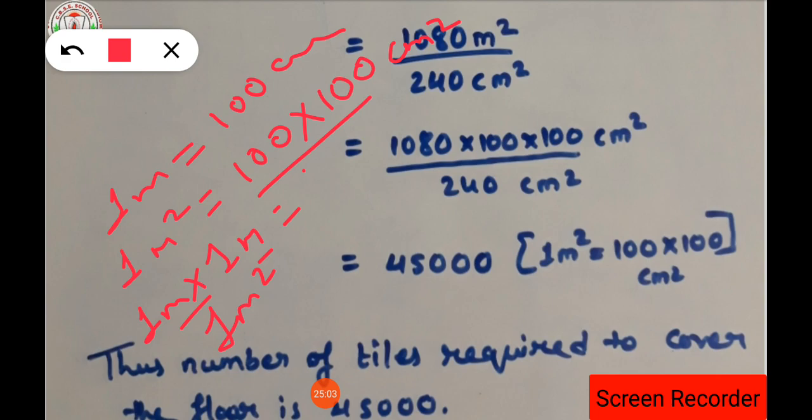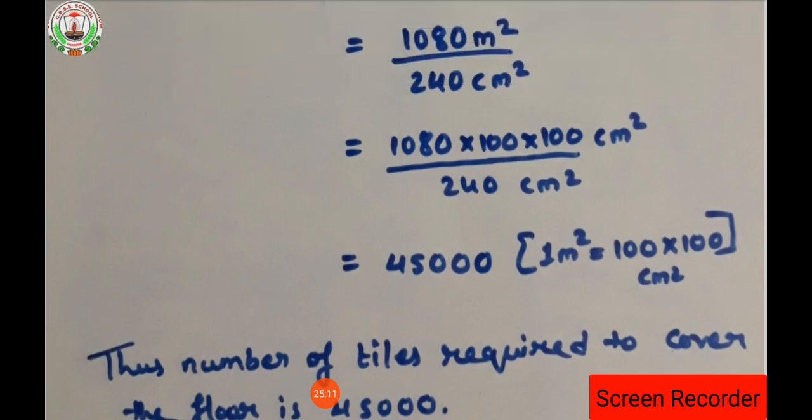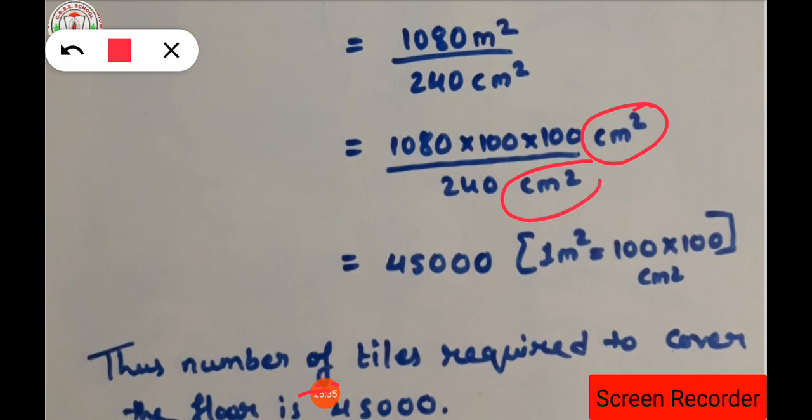This is very essential to know while calculating, because here both areas are different in their units. One is in meter square and the other is in centimeter square. So we are going to convert meter square into centimeter square. Have you understood why we multiplied 100 into 100? Because we are converting meter into centimeter.